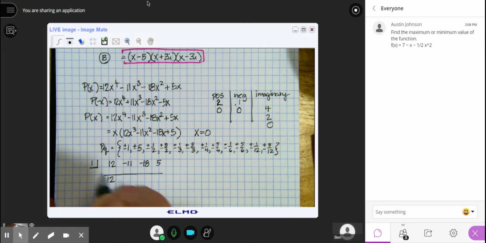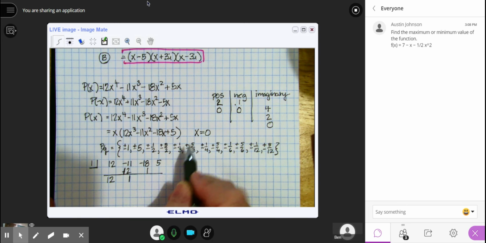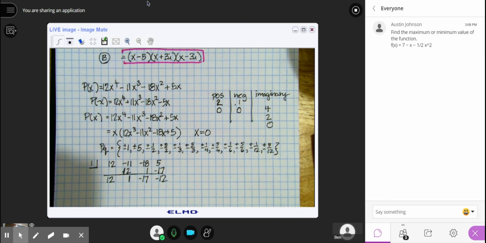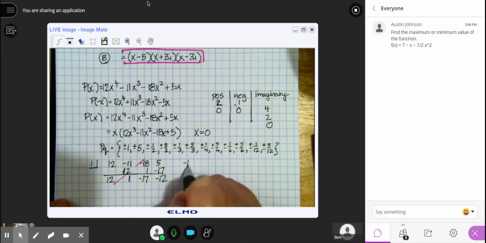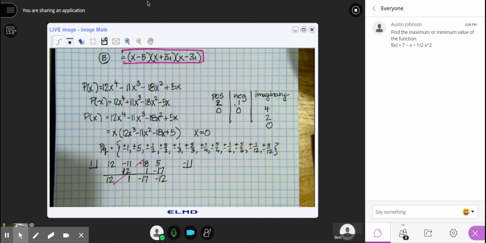So the 12 comes down. 1 times 12 is 12. That's going to give me a 1. 1 times 1 is 1. The negative 17. And this gives me a remainder of negative 12. So it's not a 1. Okay? I'm going to try a negative 1, because I want to exhaust all the easy numbers first.